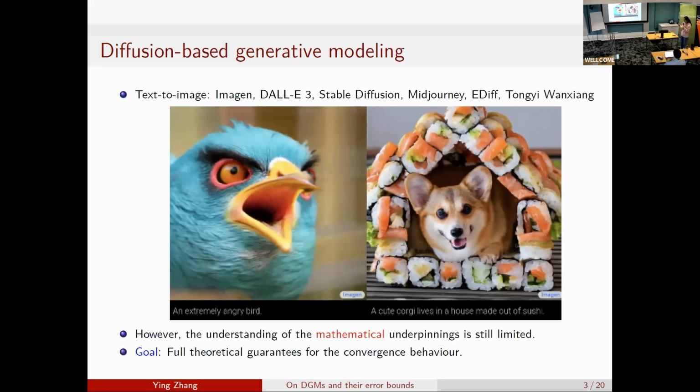Now the question is that despite this really successful and great empirical performance, the understanding of diffusion models, its mathematical underpinnings, is still limited. But we see recently there are a lot of results about the convergence of diffusion models. Our focus here is to provide full theoretical guarantees that link the two procedures, the sampling procedure and the optimization procedure, in diffusion models.